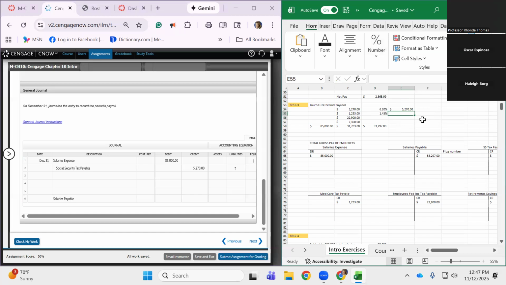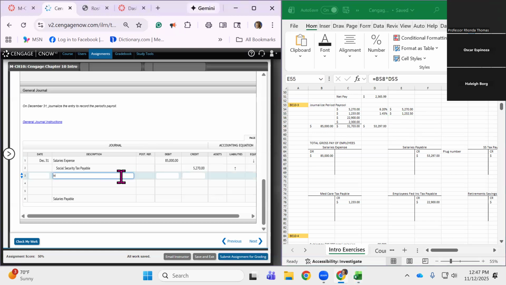Let's do the same thing. Let's take the gross pay times the Medicare of 1.45. All right. So they rounded it up. Right? Yep. They rounded it up, but in actuality, we wouldn't round that up in the real world. Now, there's a certain calculation for federal income tax.